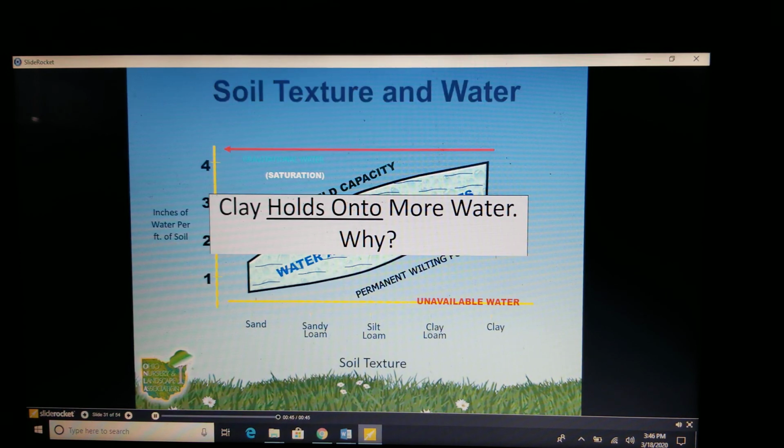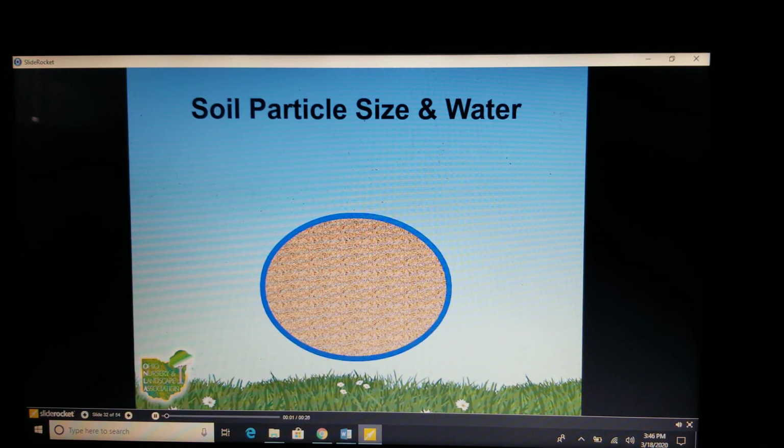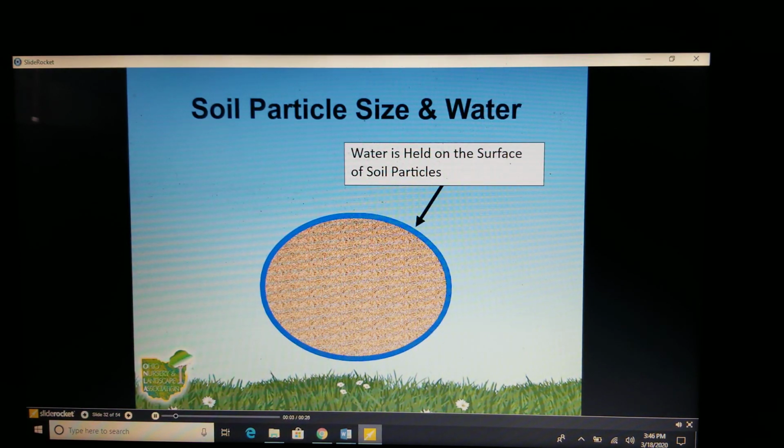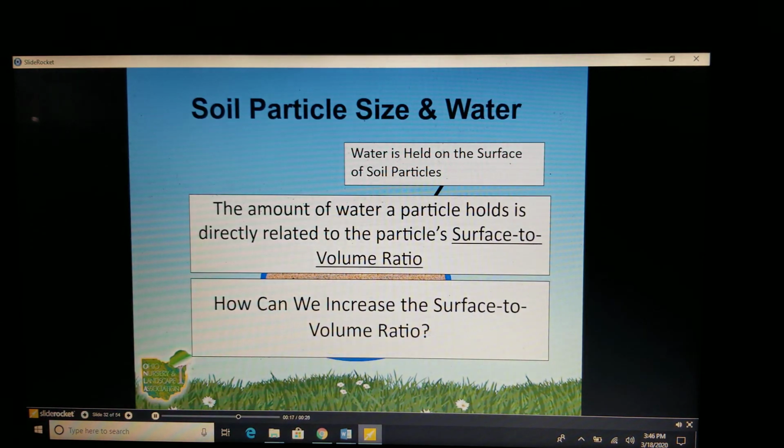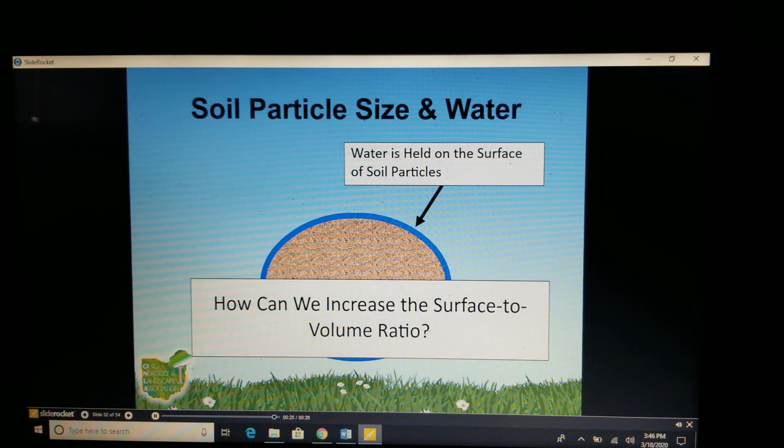Why is that? Water is held on the surface of soil mineral particles. It does not penetrate the particles. This means the total amount of water held on the particle is affected by the size of the particle, which means we must consider the volume of the particle. So, the amount of water held on the particle is related to the surface to volume ratio of the particle. How can we make particles hold on to more water? How can we increase the surface to volume ratio?